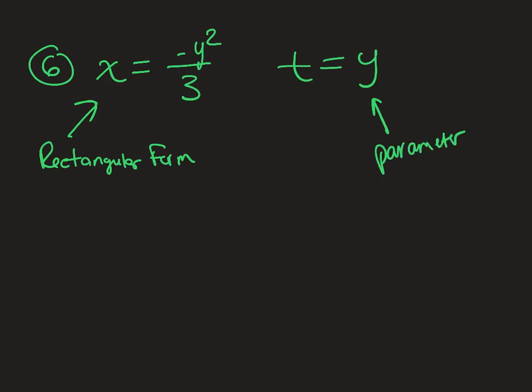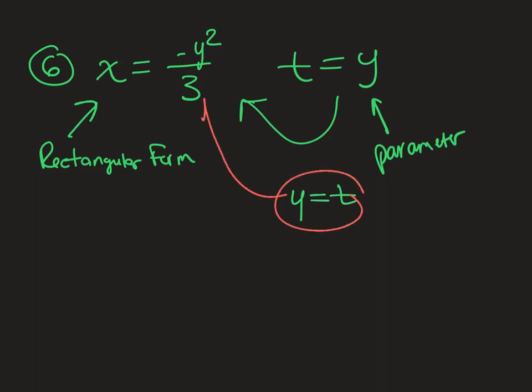So they want you to use this parameter and plug it in the other way to make two equations, the parametric equations. Okay, so in this one it says that y equals t. So we're going to use this y equals t, and we're going to plug it into the other equation. So I'm going to have x equals, and instead of writing y, I'm going to write negative t squared over 3, because this was a y and y equals t, so we plugged it in.